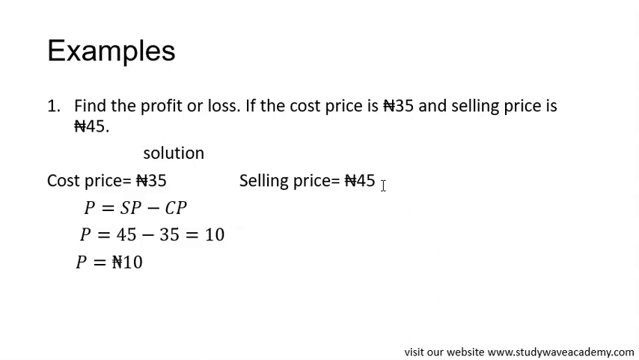So we're going to be using our profit formula. P equals SP minus CP. Profit equals selling price minus cost price. The selling price is 45 naira and the cost price is 35 naira. So 45 minus 35 naira is equal to 10. So the profit is 10 naira, okay? If the cost price is 35 naira and the selling price is 45 naira, the profit made is 10 naira. Do you understand that? Good.